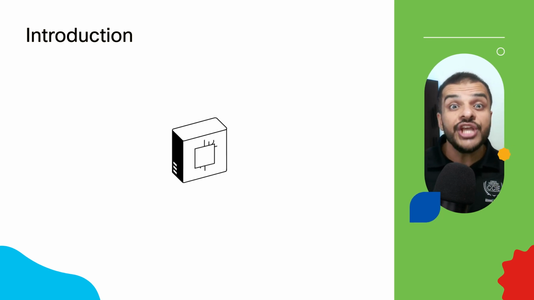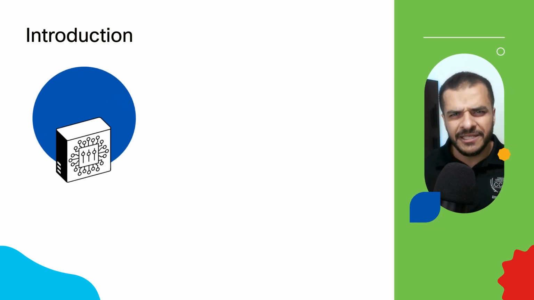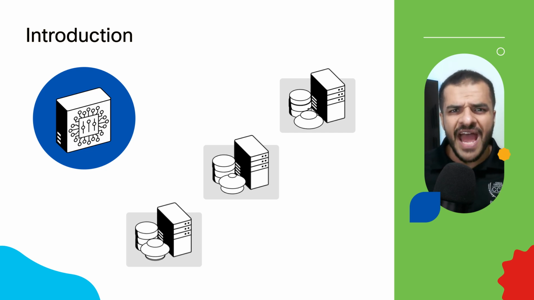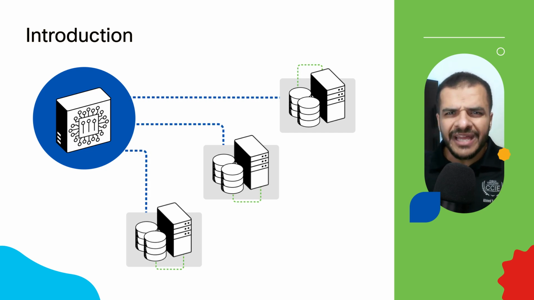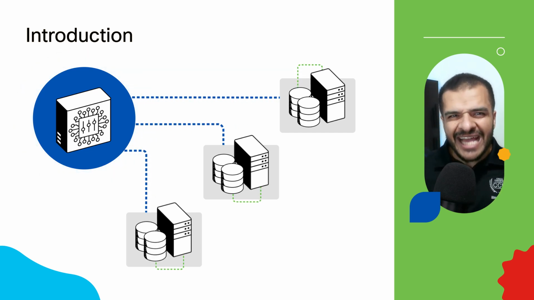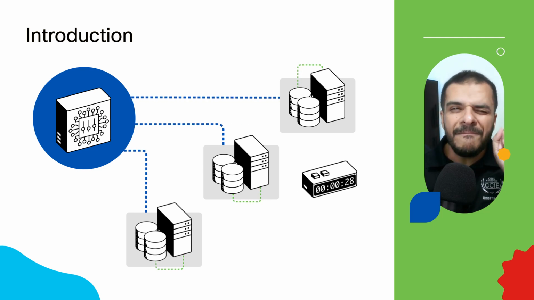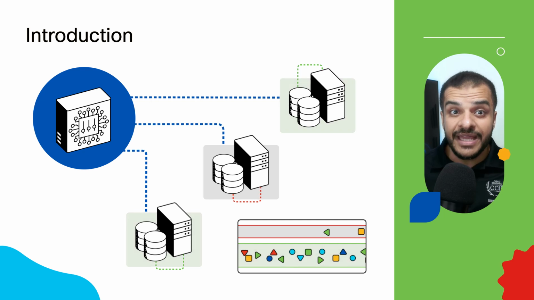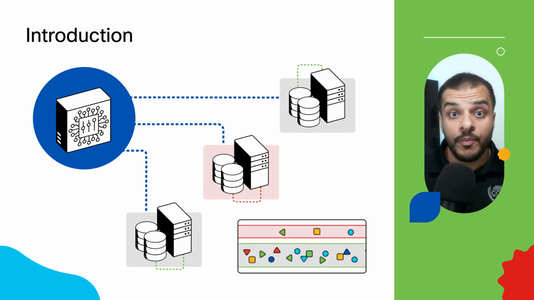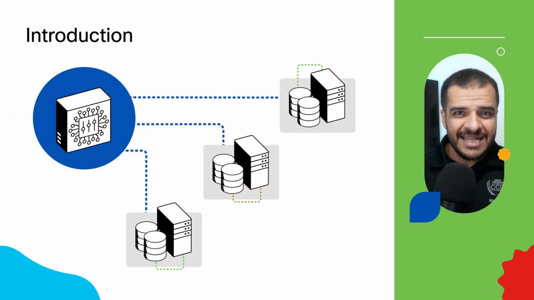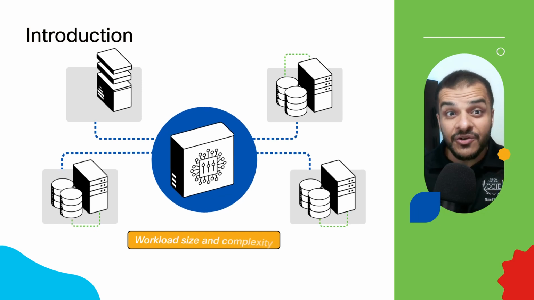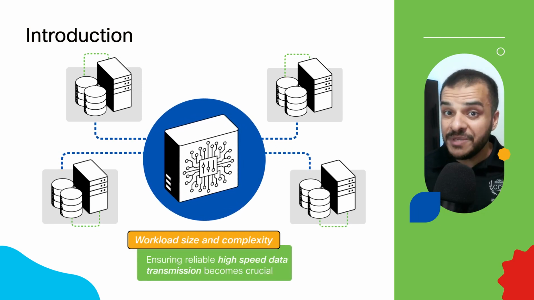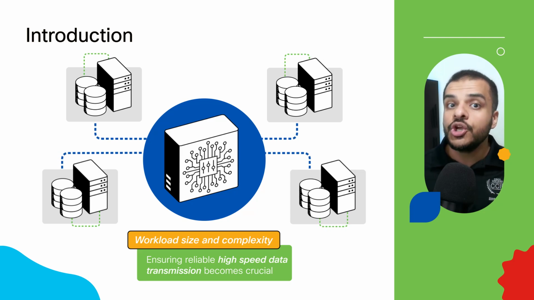Imagine a cutting-edge AI data center, bustling with activities. Rows of servers hum with power, processing vast amounts of data to train the latest AI models. In this high-stakes environment, every millisecond counts, and the choice of cabling and connectivity can make or break the performance of AI workloads. As AI workloads continue to grow in complexity and size, ensuring reliable, high-speed data transmission becomes crucial.